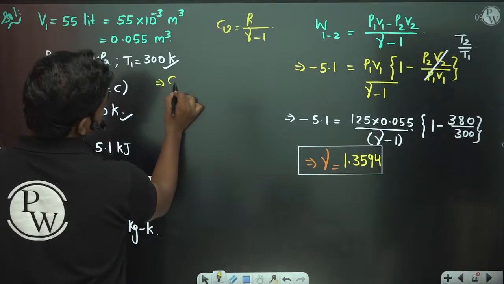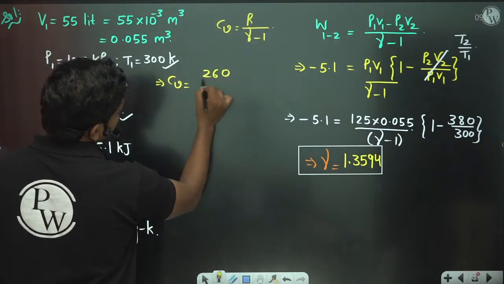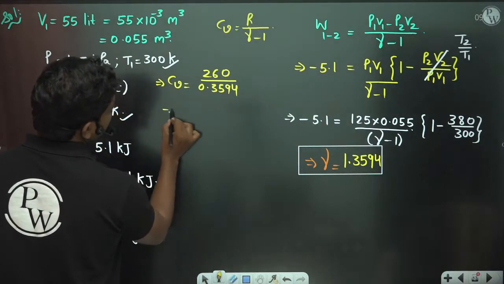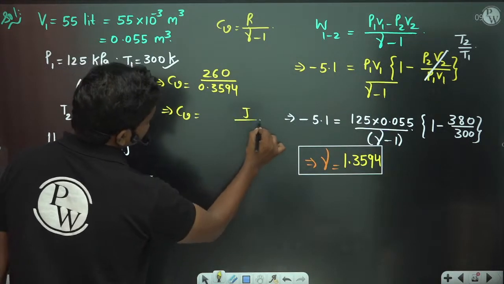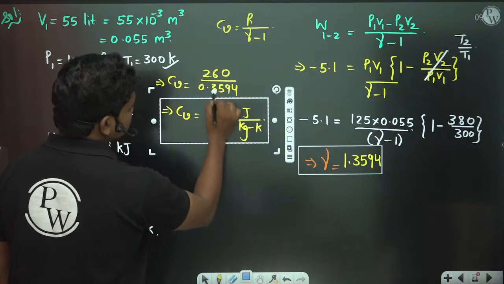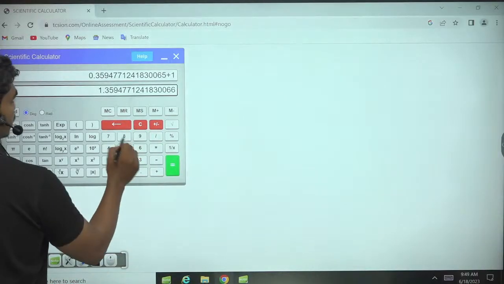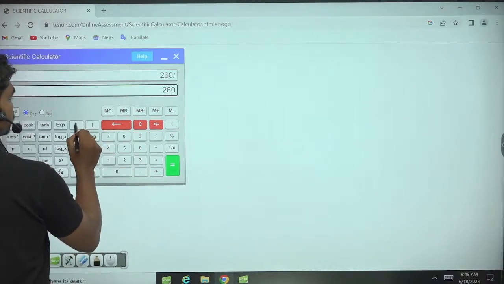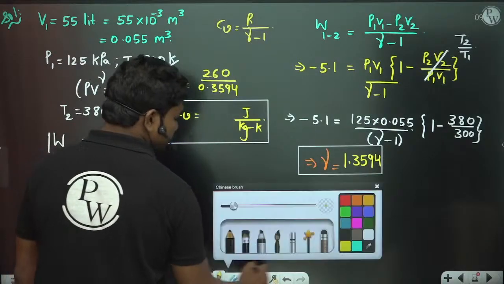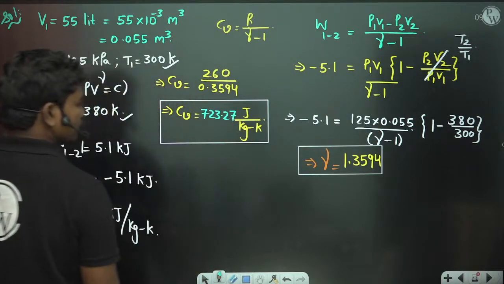So this implies CV is equal to R by gamma minus 1, where the characteristic gas constant is given as 0.26 or 260 joules. So 260 by gamma minus 1, and gamma minus 1 is 0.3594. If you simplify, your answer is in joule per kg Kelvin, because the value of characteristic gas constant you have kept in joule per kg Kelvin. So 260 divided with 0.3594 gives 723.27 joule per kg Kelvin.